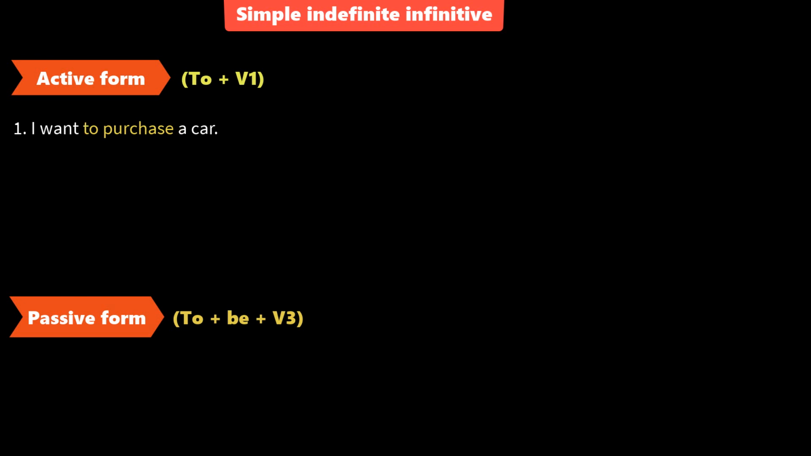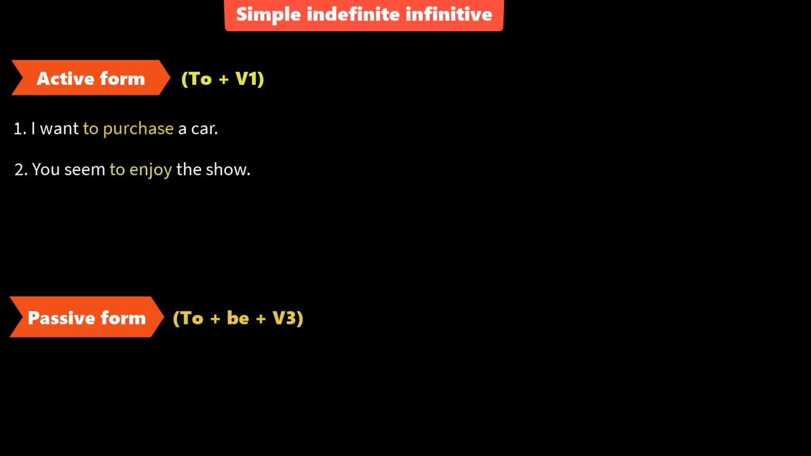The subject is referring to the action to purchase. Please understand, nobody's purchasing anything here. To purchase is not working as a verb here. It's working as a noun. I want what? To purchase. What? A car. Let's look at the next example.